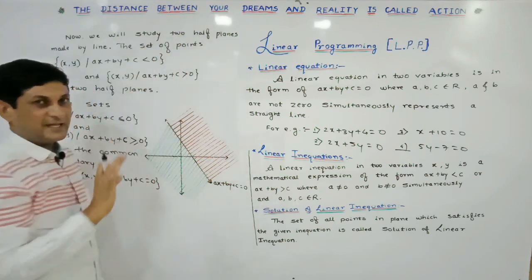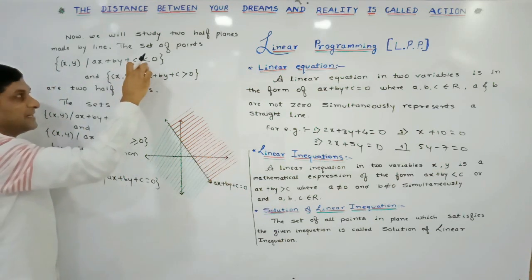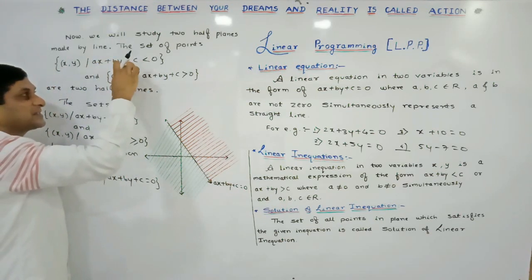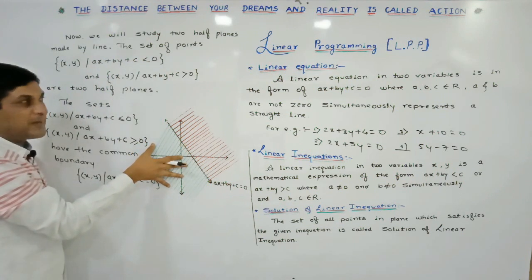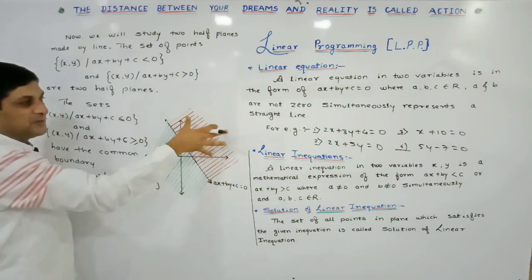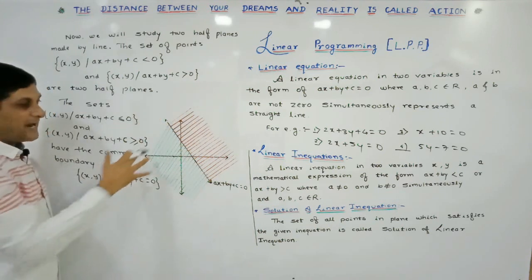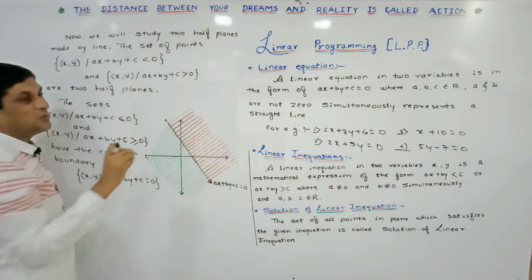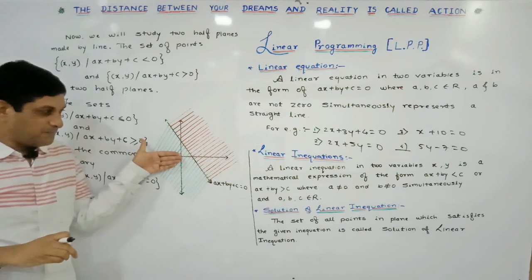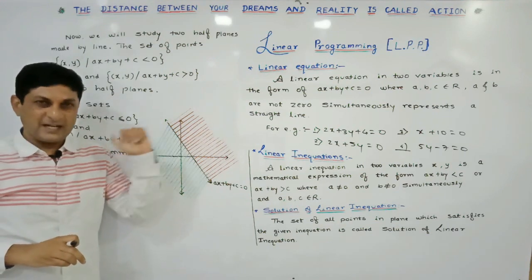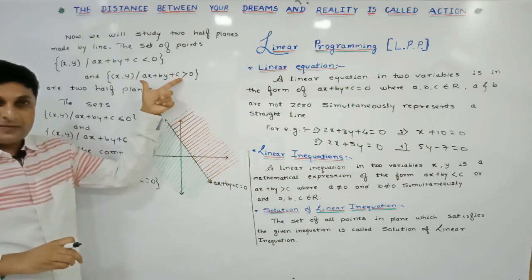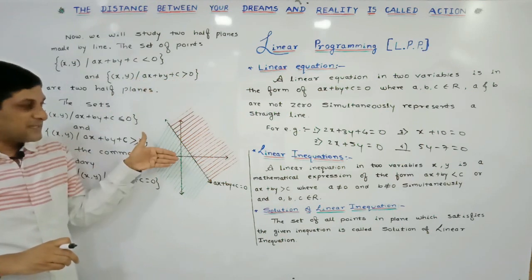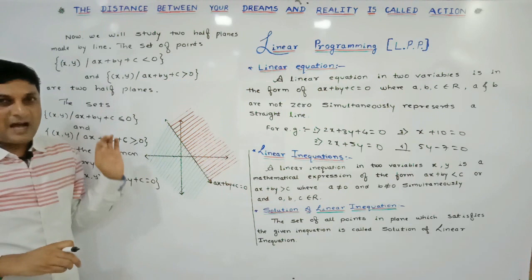Half plane. For less than, means for ax plus by plus c less than or equal to 0, if suppose we are getting this half part, then for greater than we will get another half part, and each part is called a half plane. This is one half plane and this is the second half plane. If for greater than we are getting this plane, then for less than we will get another half plane.